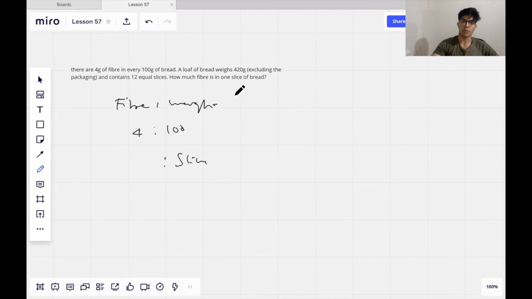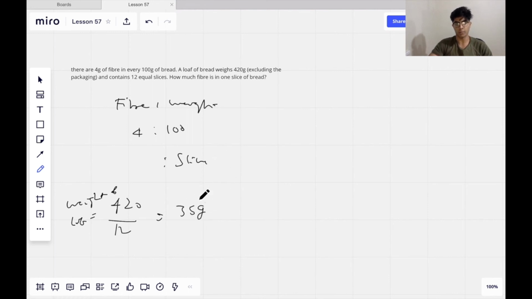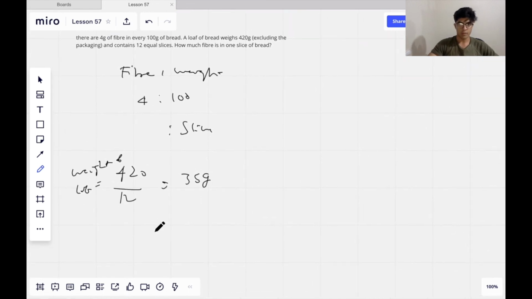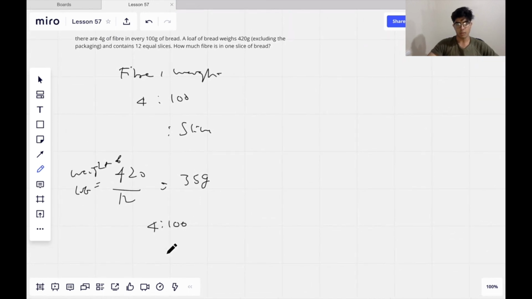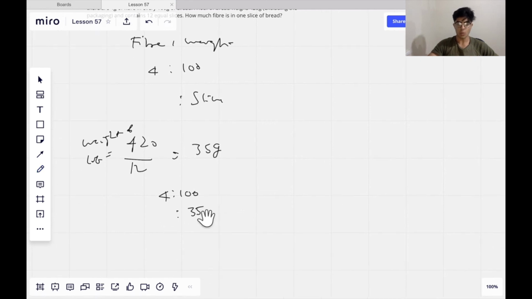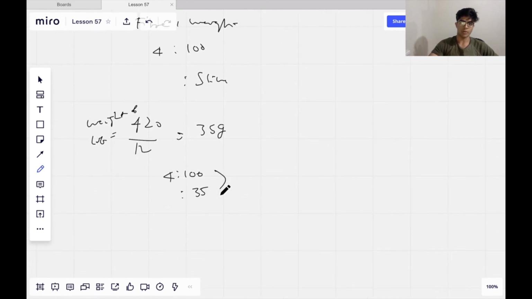So let's figure out what the weight of a slice of bread is. We have 420 grams as the total loaf of bread, and there's 12 equal slices, so we'd say the weight of a slice is 420 divided by 12. 420 divided by 12 is 35, so 35 grams. So we have the ratio 4 to 100, and we need something, whatever number is here, to 35, which is a slice of bread.